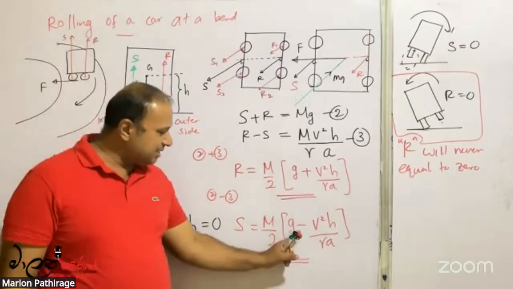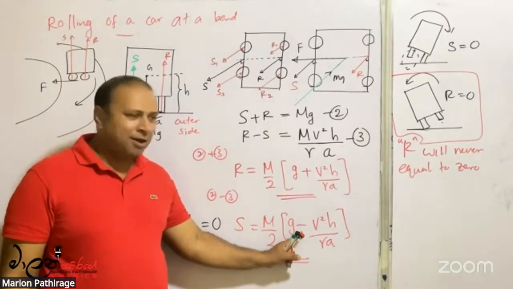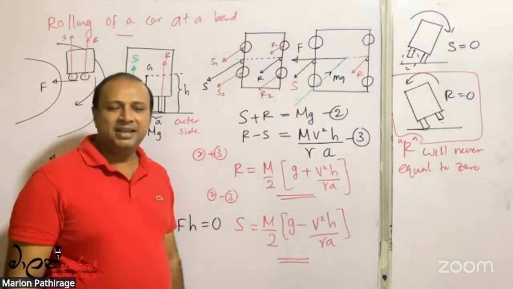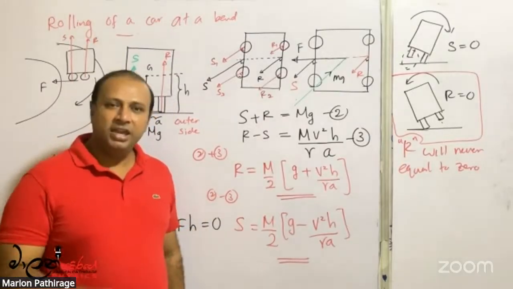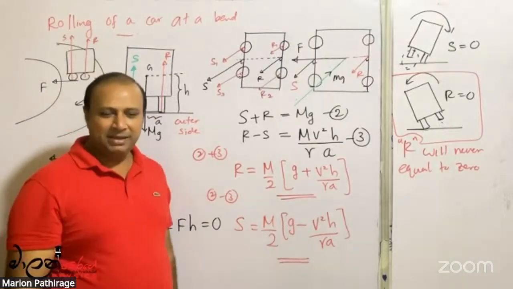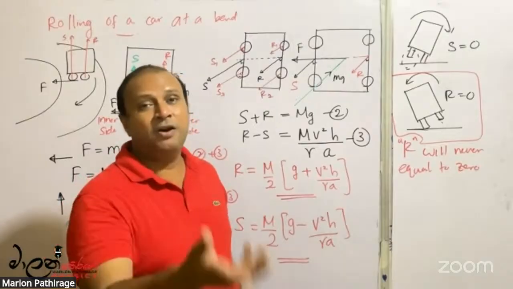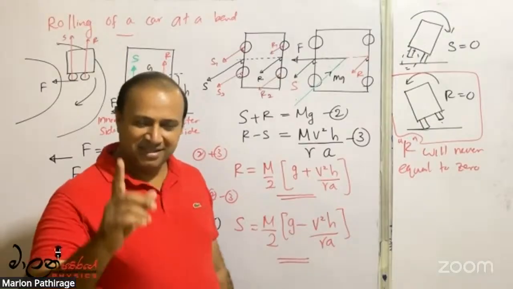But there's a negative sign here. So somehow, if G is equal to this value, then definitely S becomes 0. If S becomes 0, definitely there will be a possibility of rolling into the outward direction. Is that clear?